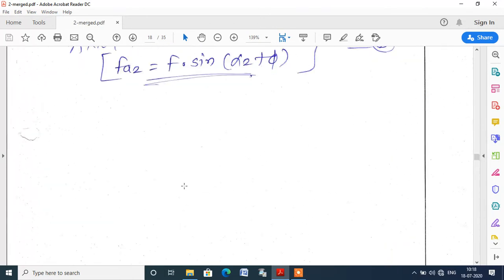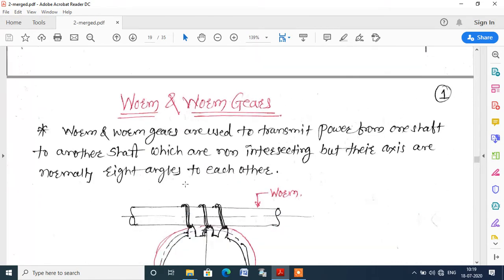Now this way you can solve a number of problems. So I will give the problems in the assignment. So solve that. Now next is worm and worm gear.